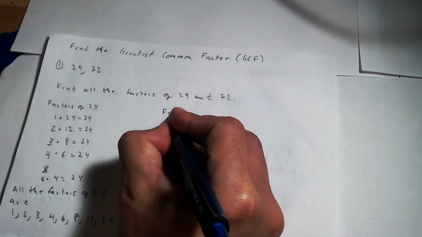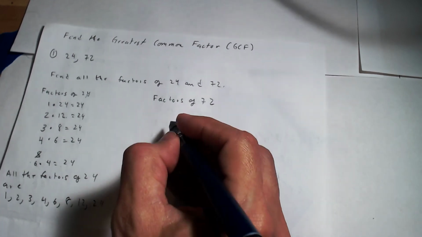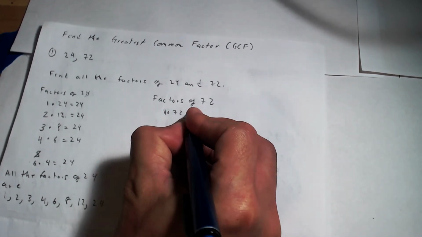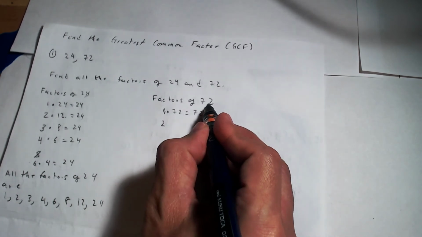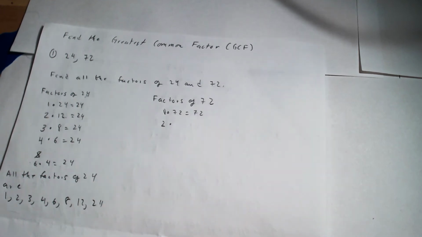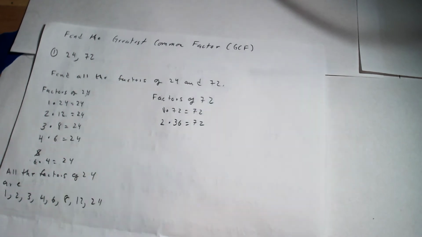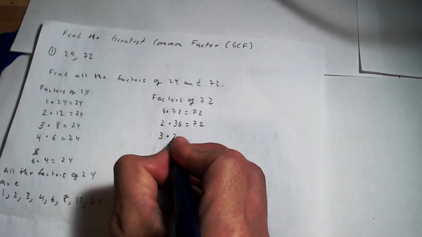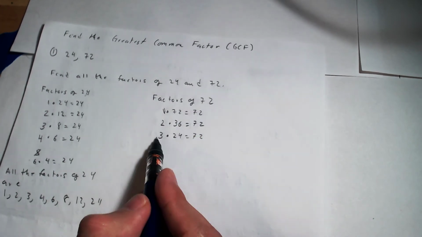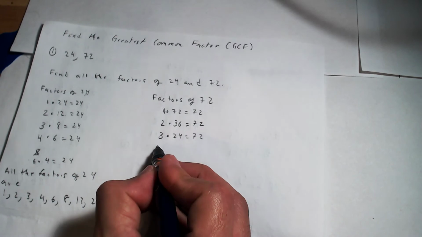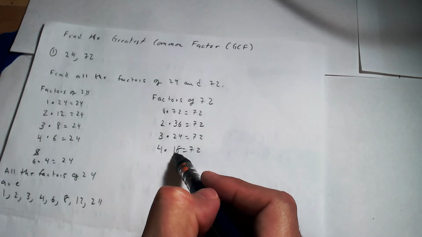Now I need to find the factors of 72. Always start with 1 times 72. The next number after 1 I'm going to try is 2. Divide 72 by 2 using a 4-function calculator, and that gives you 36. Then 3 times 24 gives me 72; 72 divided by 3 gives me 24. 4 times 18 gives me 72 as well; 72 divided by 4 gives me 18.